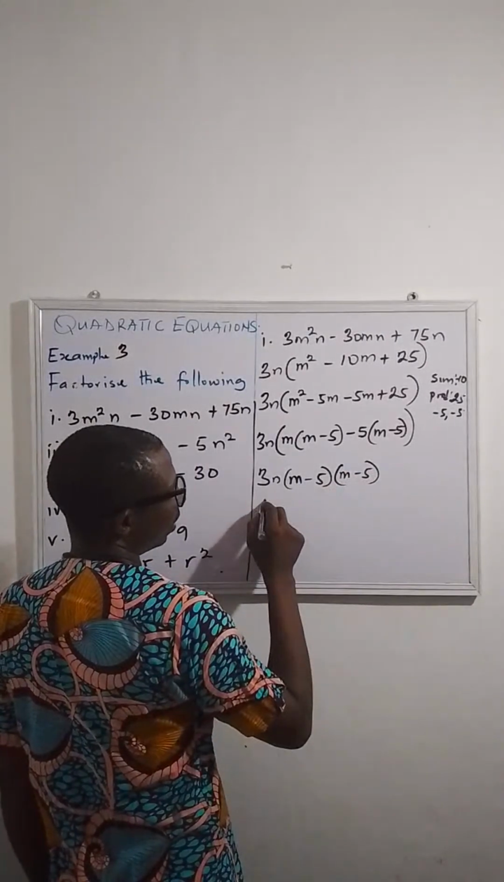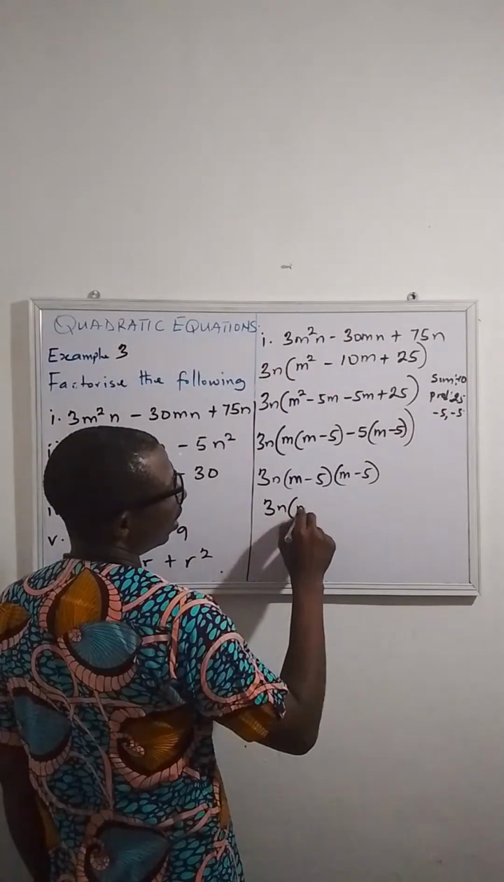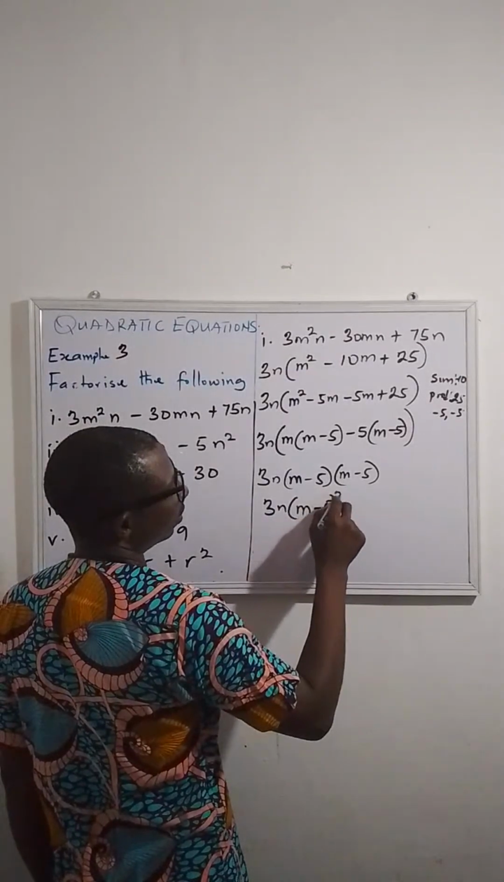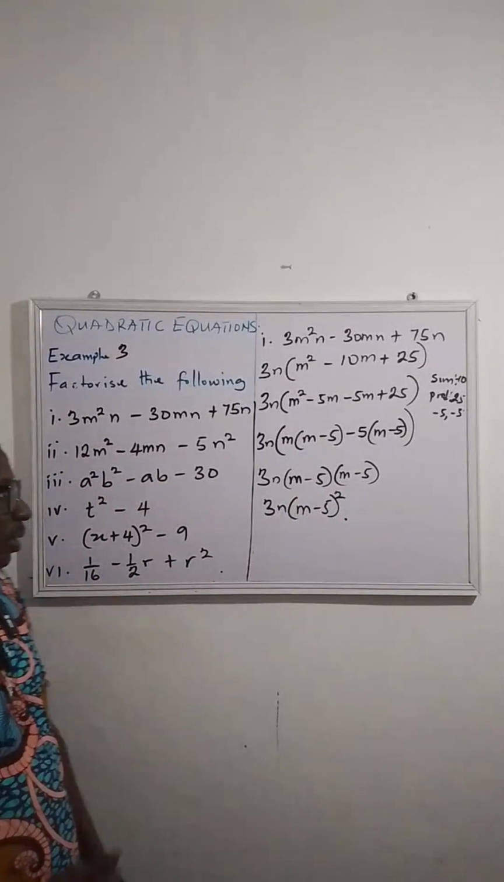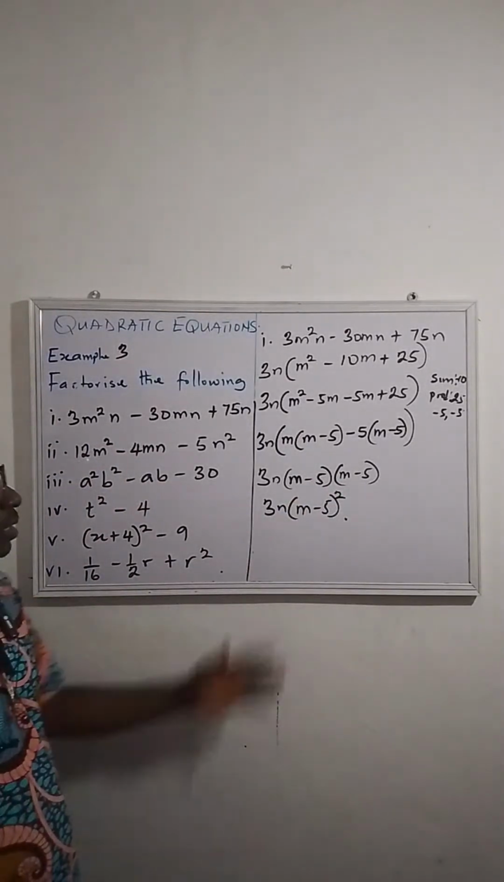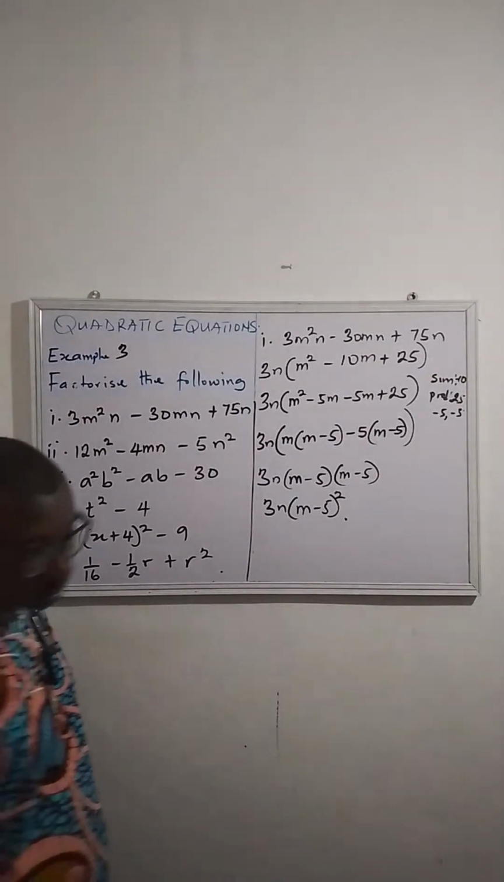And of course, now you can still write it this way, m minus 5 squared. So the same thing, because this and this are the same thing. Okay, so that is the answer. So how do we award marks to this?